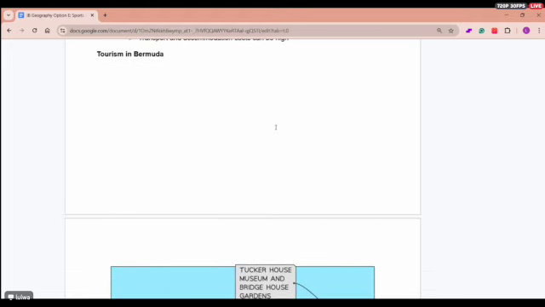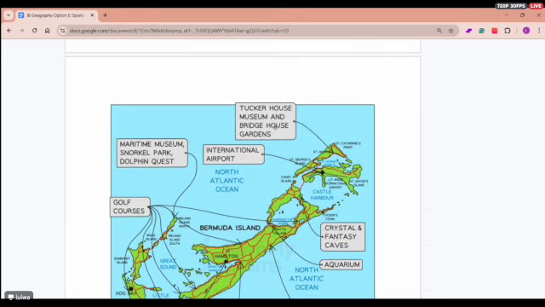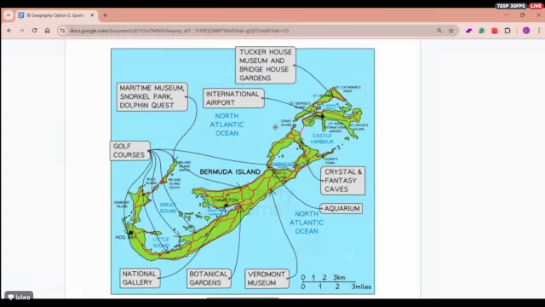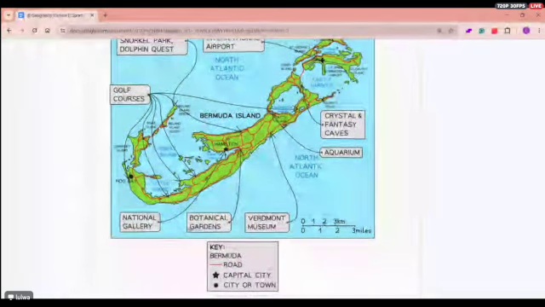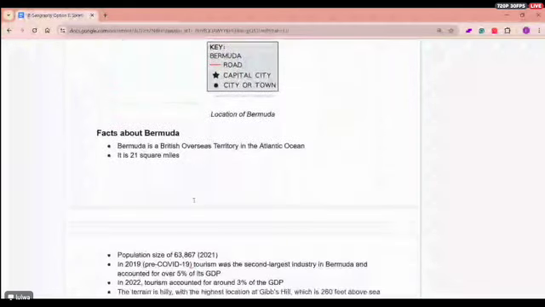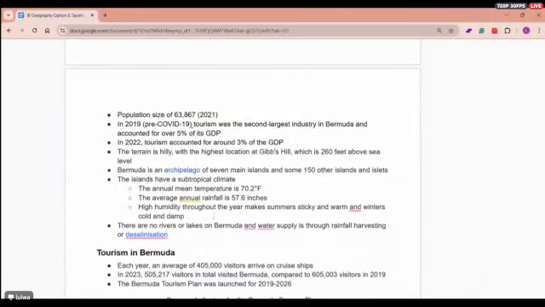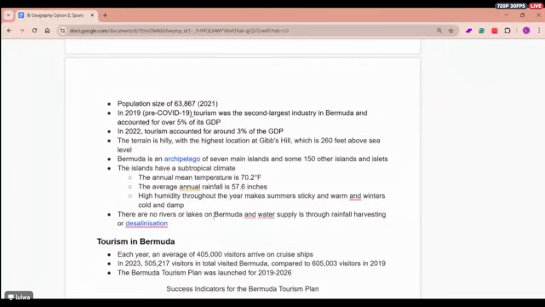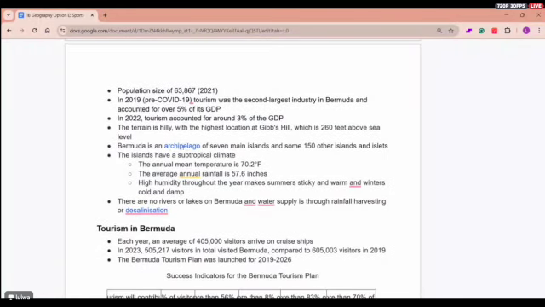For example, you have tourism in Bermuda. So, Bermuda is a very popular tourist spot because it's a very gorgeous area. But there you have, for example, golf courses, museums, snorkel parks, an international airport, a fantasy cave, an aquarium, a botanical garden, and a national gallery. So in 2022 in Bermuda, tourism accounted for around 3% of its GDP. And Bermuda is an archipelago of 7 main islands and some 150 other islands and islets.